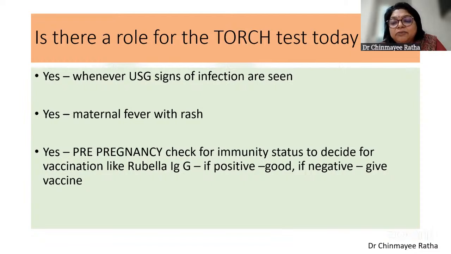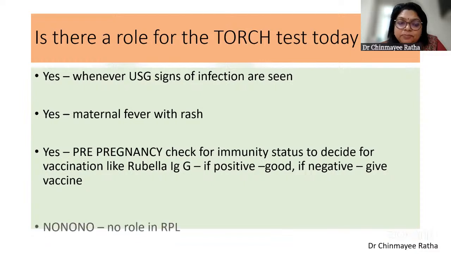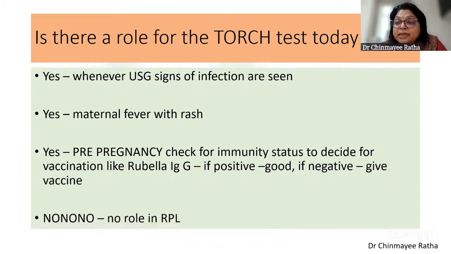And you have a vaccine for rubella. So at least checking the rubella IgG prior to pregnancy makes sense. If the IgG is positive, then that's good. You don't need to do anything. If the IgG is negative, then it is good to give a vaccine for rubella. In recurrent pregnancy loss, there is no role of TORCH test.